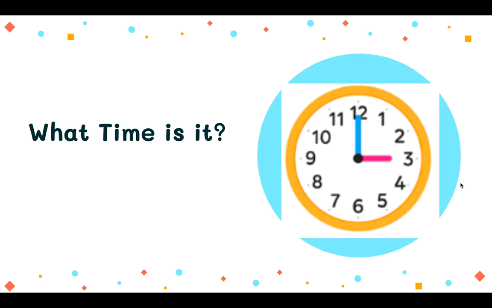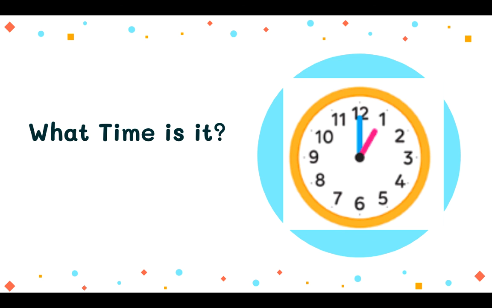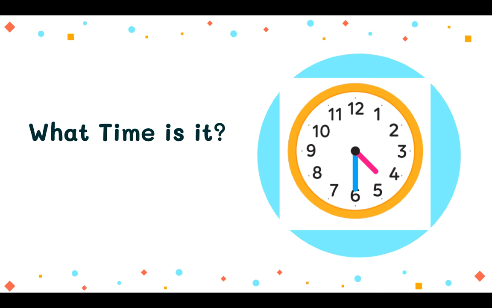What time is it? Long hand is on 12, short hand is on 3. So we look at the short hand first. 3 o'clock. What time is it here? That's right, 1 o'clock. What time is it here? 4:30, because the long hand is on 6.